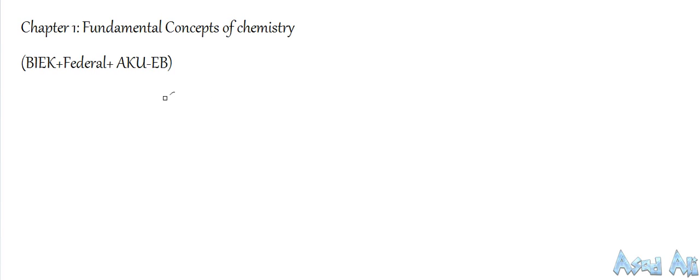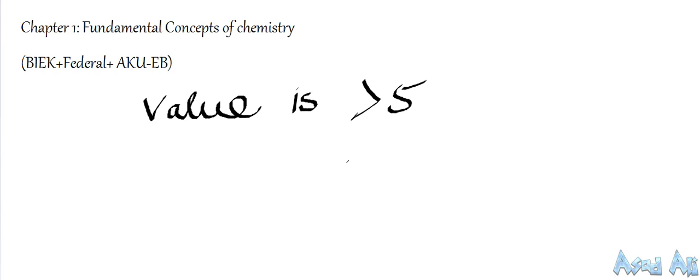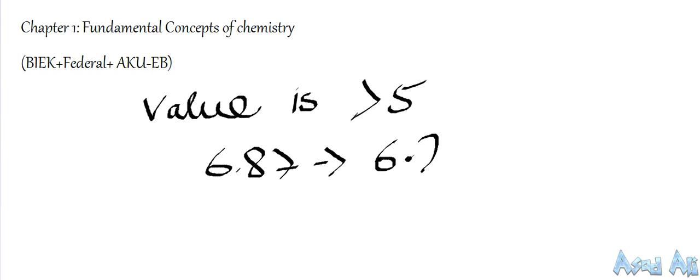Rules of rounding of data are pretty simple. If the value is greater than 5, the value to the left of it will increase. Like if it's 6.87, the value will become 6.9, if it's greater than 5.